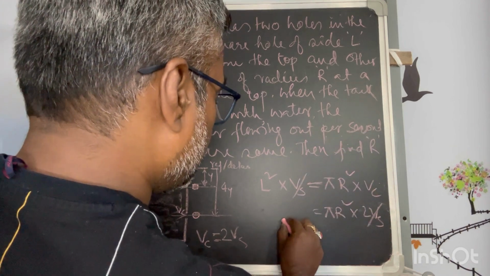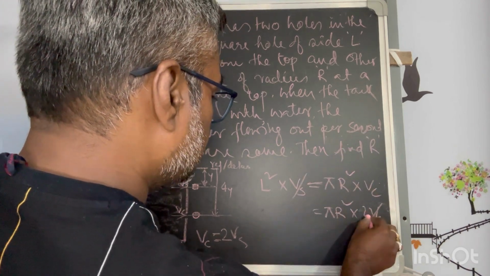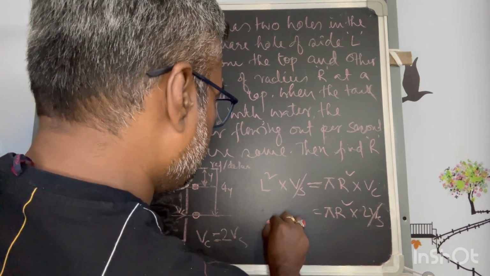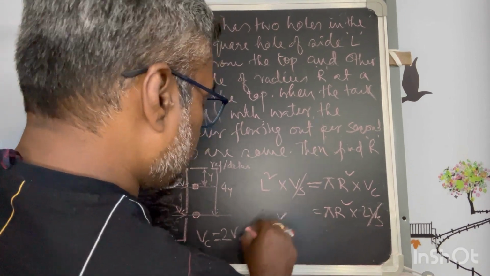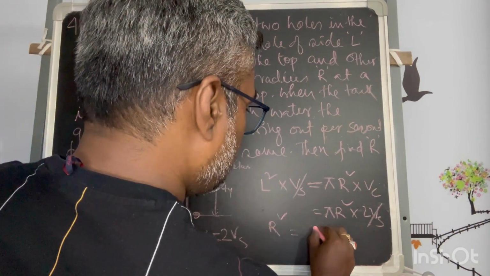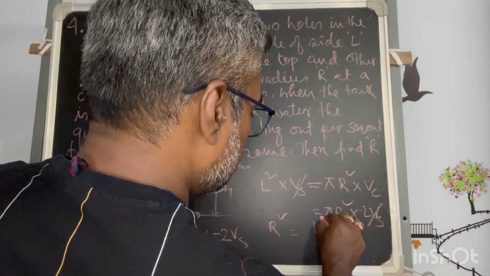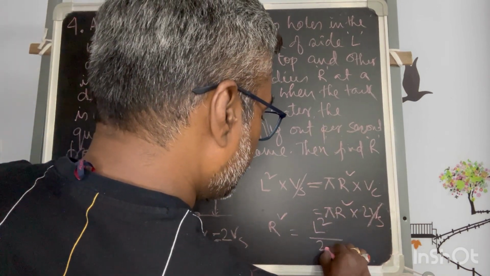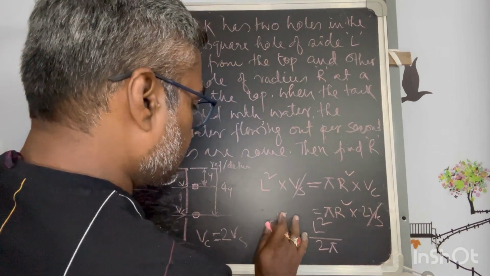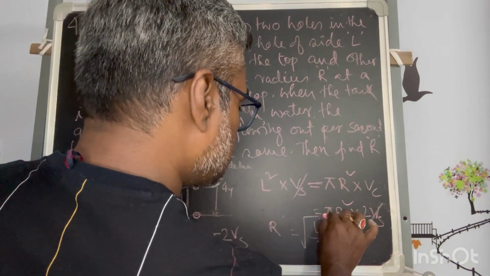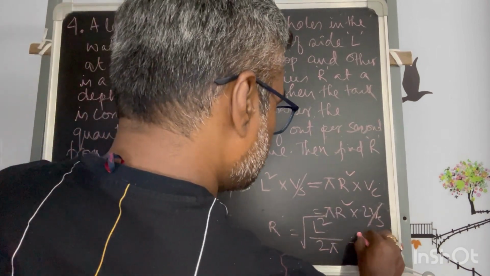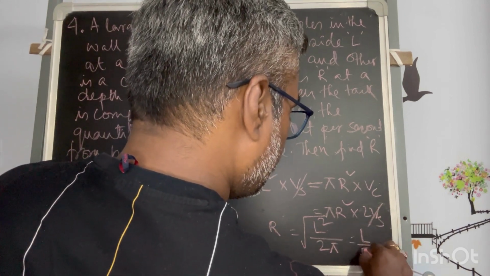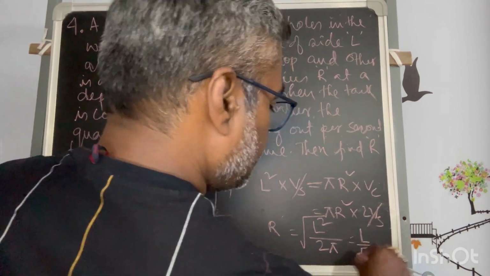Okay, so now you have to find r. So 2 is there, so if I keep r on one side and move all the other things to the other side, this is l square divided by 2 pi. So what is your r? It is the under root of this, so l upon under root of 2 pi.